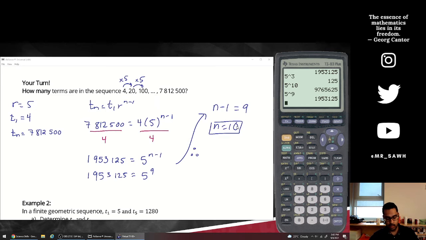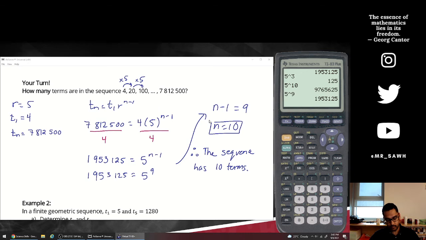Therefore, the sequence has 10 terms. It's a little bit of guessing and checking, but the numbers usually aren't too large. Especially when you're working with powers that big, the value grows very, very quickly. So it is relatively easy to find it.